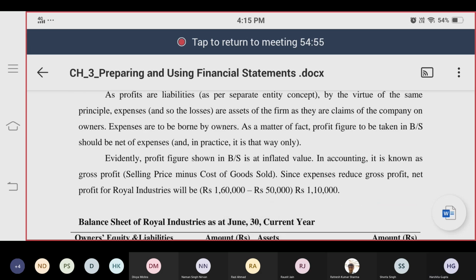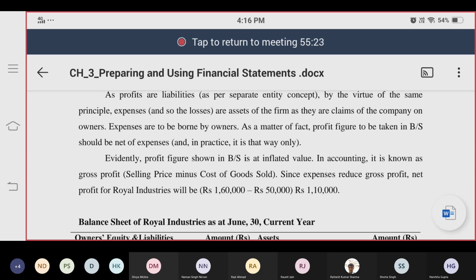Yes, okay, ma'am. As profits are liabilities as per separate entity concept, by the virtue of the same principle, expenses and losses are assets of the firm as they are claims of the company on owners. Expenses are to be borne by owners. As a matter of fact, the profit figure to be taken in the balance sheet should be net of expenses. Okay, and in practice, it is that way only.